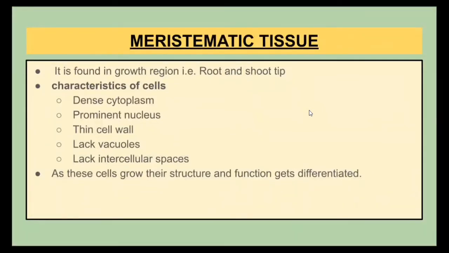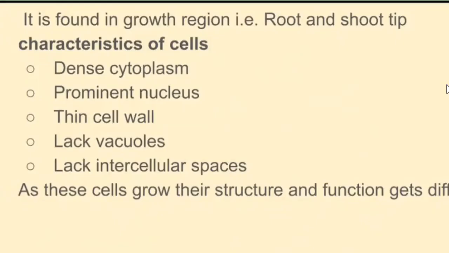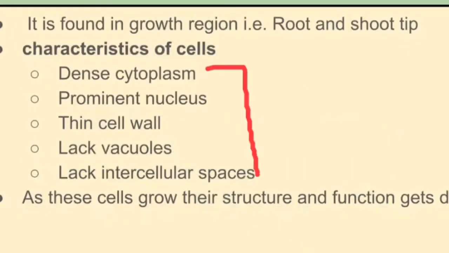The first thing about meristematic tissue which everyone should know is that they are found in the growth regions, that means the root tip and the shoot tip. Their characteristics: they have dense cytoplasm, a prominent nucleus, a thin cell wall, they lack vacuoles, and they don't have intercellular spaces. All these characteristics are because these cells are newly formed by cell division.